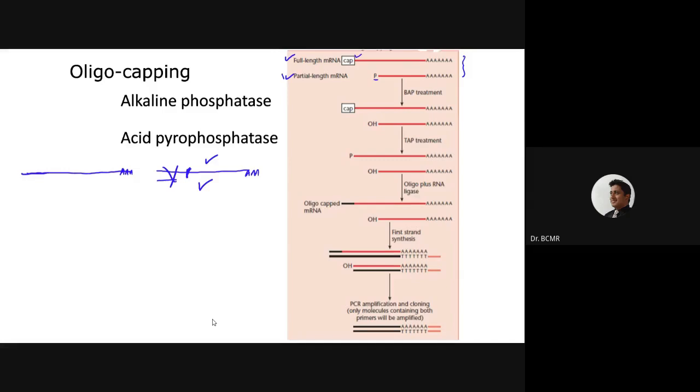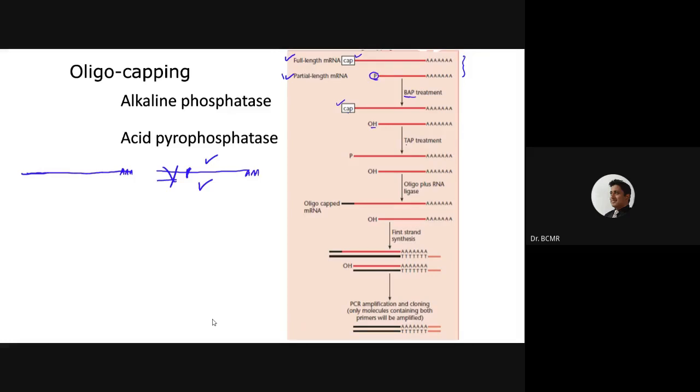So they treat it with, now the step is to treat it with bovine alkaline phosphatase. The alkaline phosphatase will remove the phosphate group that we have learned before. Now, what does it have on the 5' side? It has an OH, and the full length one has a G cap. Alkaline phosphatase cannot act on this because it is a G cap. As I showed you, the structure of the G cap is a little different.